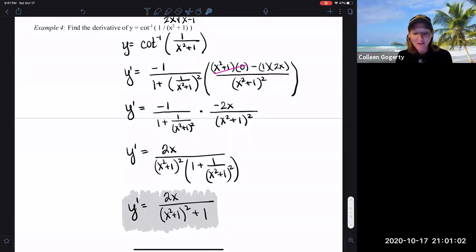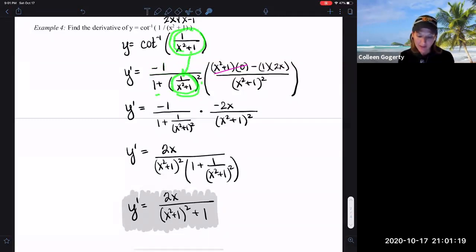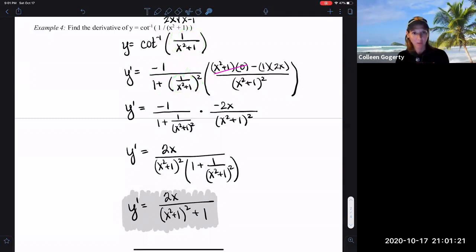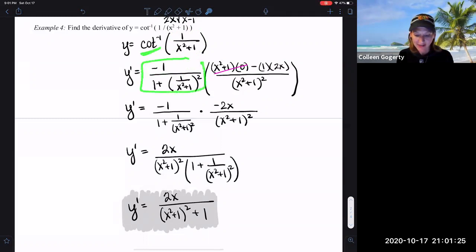Okay, so first thing we started with, what is the derivative of cotangent inverse? Okay, and the derivative of cotangent inverse is a -1 divided by 1 plus the input squared. So here's my input. It's coming down into there. Okay, now that's just the derivative of cotangent inverse. All right, that's the setup. Now we have to use the chain rule to find the derivative of the input.